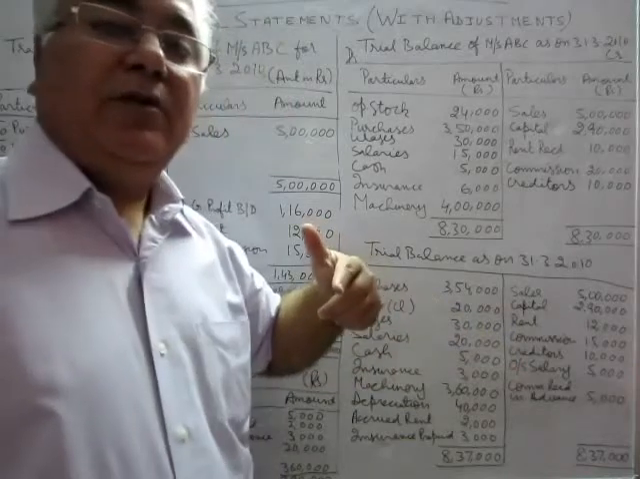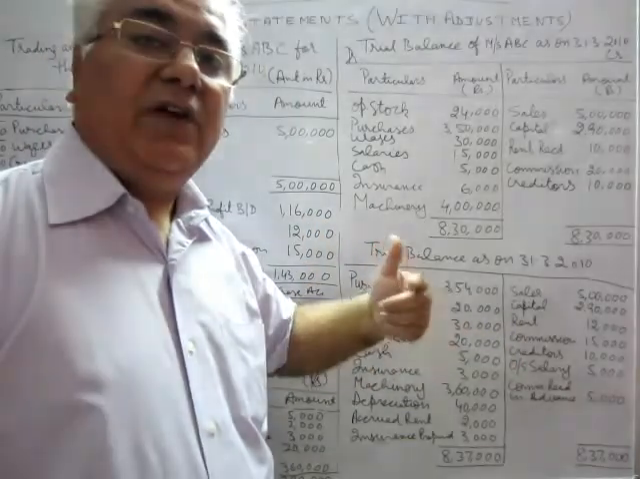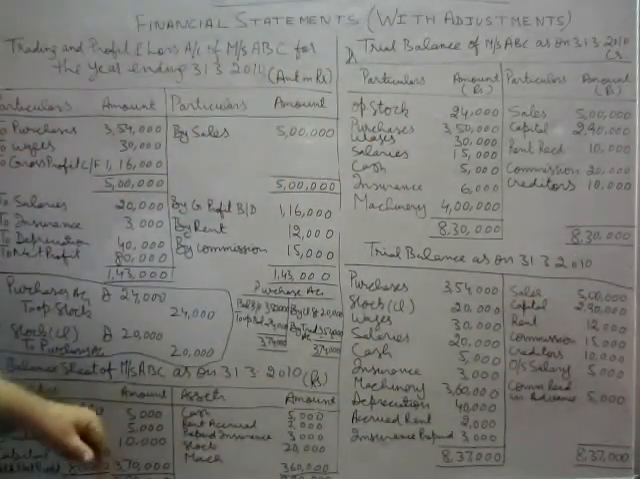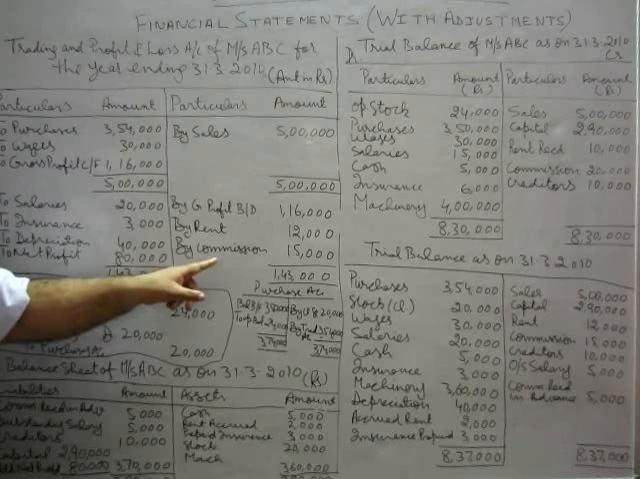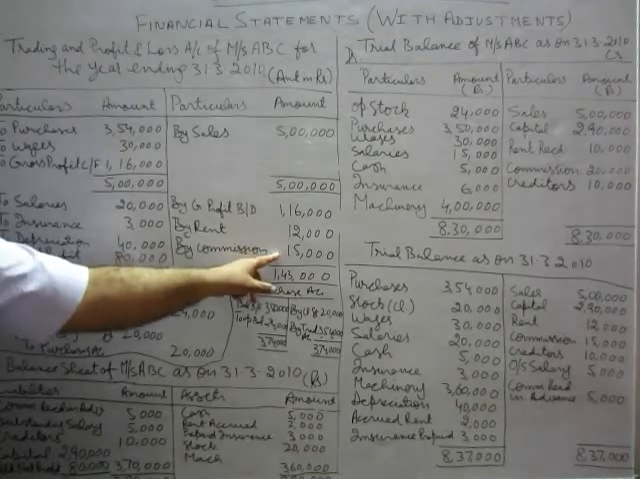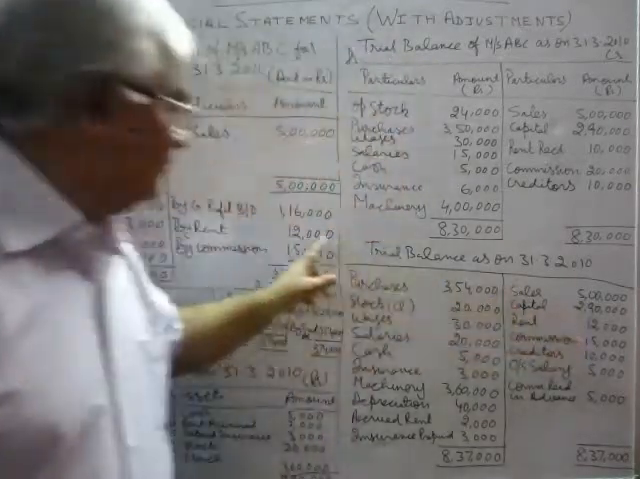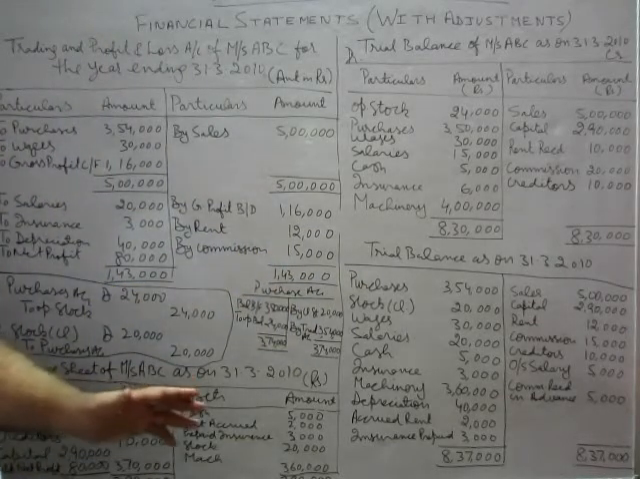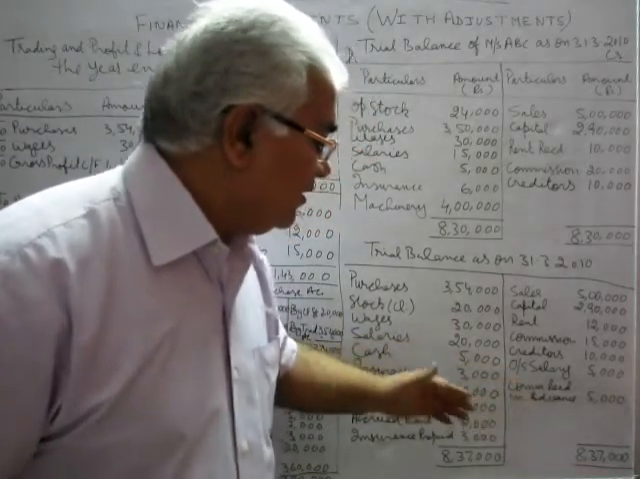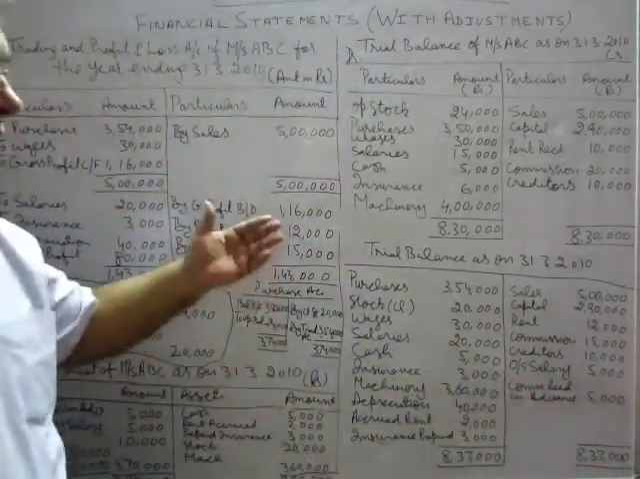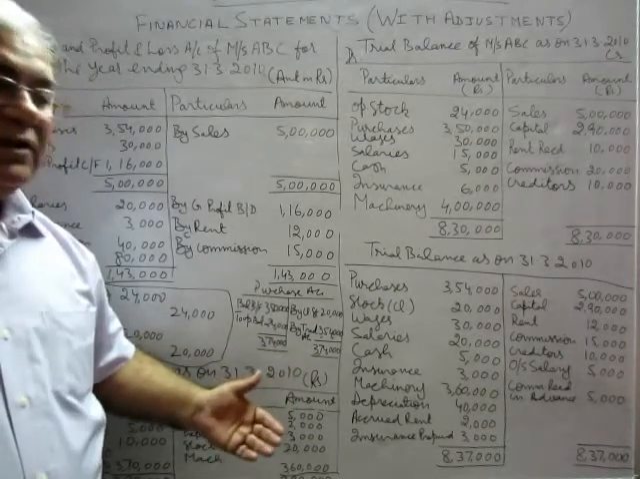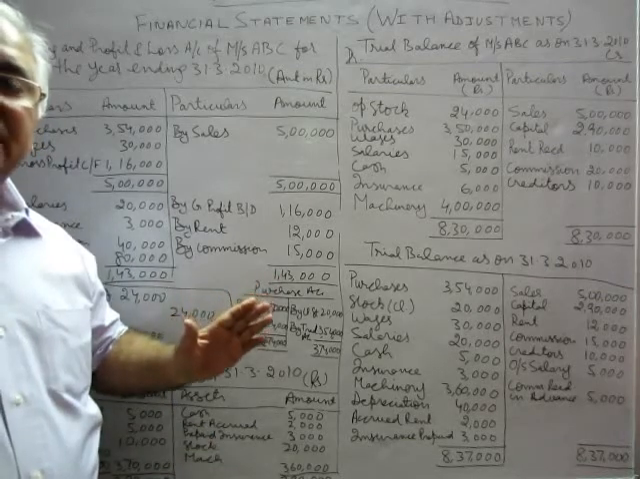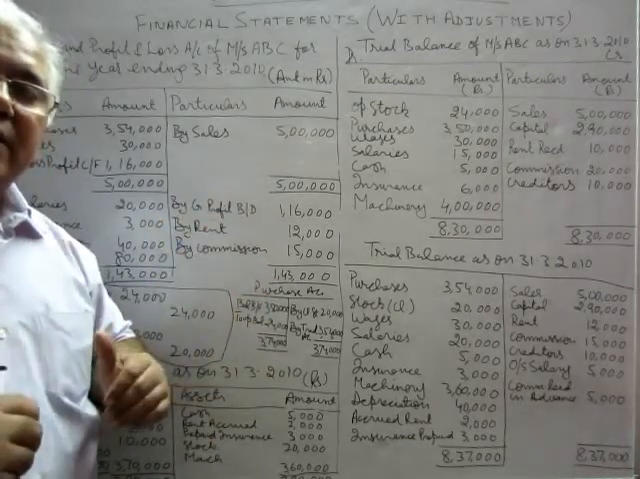Then here is rent. This is after adjustment. Do you remember earlier it was 10,000 and 2,000 was receivable, so after adding that it came to 12,000, and this is being shown here. Similarly, commission also is after adjustment. That means whenever entries like outstanding salary, commission received in advance, or prepaid insurance appear in the trial balance, you need not make adjustment entries. It means adjustment entries have already been made.